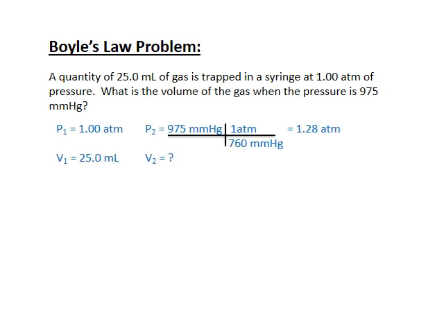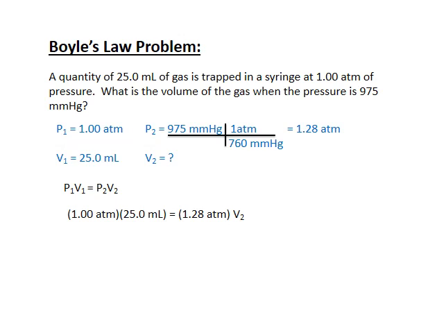What we want to do first with gas law problems is tabulate the data. So my starting pressure, P1, was 1 atmosphere, V1 was 25 milliliters. I started with P2 at 975 millimeters of mercury and then converted it to atmospheres, so 1.28 atmospheres here. And I don't know what the volume 2 is, but that's what I'm going to solve for. I've got Boyle's law equation here: P1 V1 is equal to P2 V2.